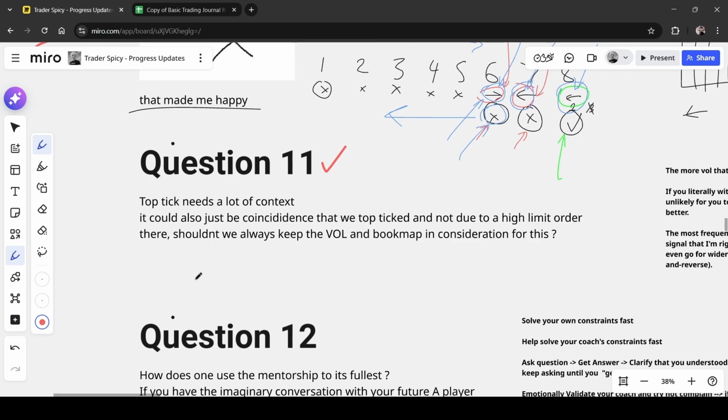Top tick needs a lot of context. It could also just be a coincidence that we top ticked and not due to a high limit order there. Shouldn't we always keep the volume and Bookmap in consideration for this?